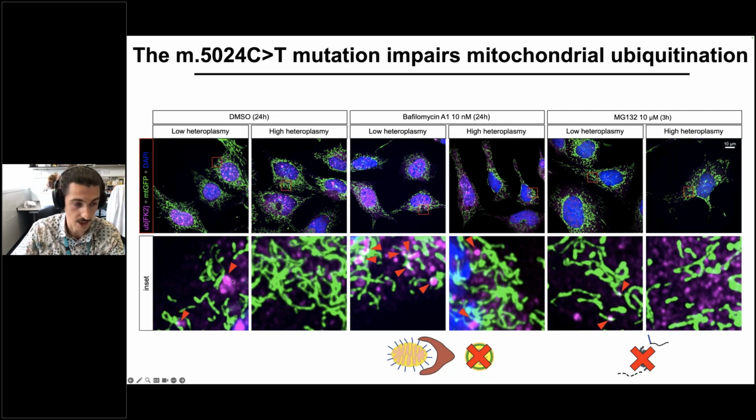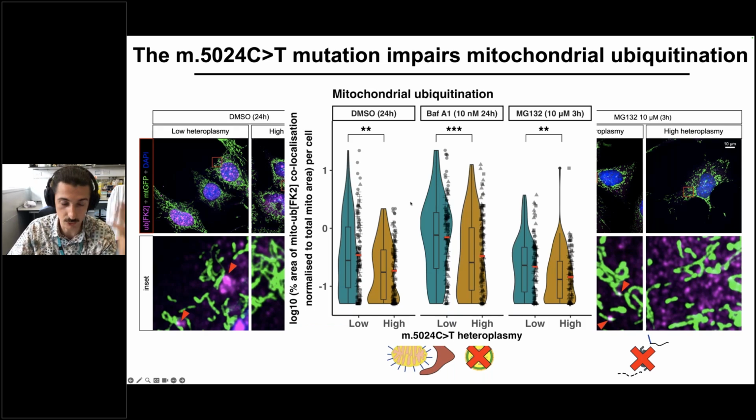you have spots that co-localize next to mitochondria, showing that there is quality control of mitochondria at low heteroplasmy, but this is inhibited at high heteroplasmy. And this is even more pronounced when cells have been treated with an inhibitor of the lysosome, which blocks the flux and therefore allows you to measure all the mitochondria that were ubiquitinated and would have been degraded, and same with the proteasome. And then quantification done on multiple biological repeats showed that this difference was highly significant.